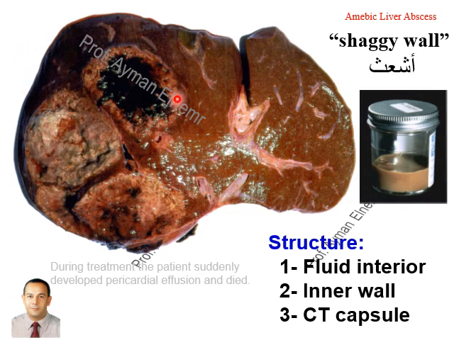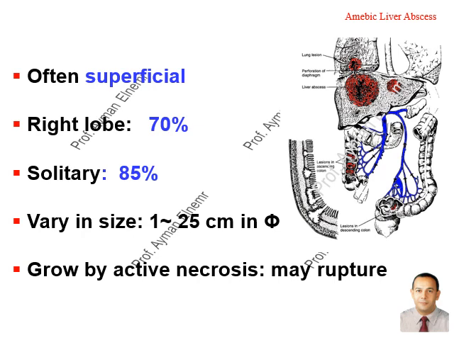This shows how the amoebic liver abscess looks in a cadaveric liver. The abscess has a shaggy inner wall and contains fluid, as described in the previous slide, and a connective tissue capsule. These are very important characteristics of the amoebic liver abscess. It is often superficial, usually in the right lobe in more than 70%, and solitary in more than 85%, and varies in size from 1 centimeter up to 25 centimeters in diameter. The cysts grow by active necrosis and may rupture.